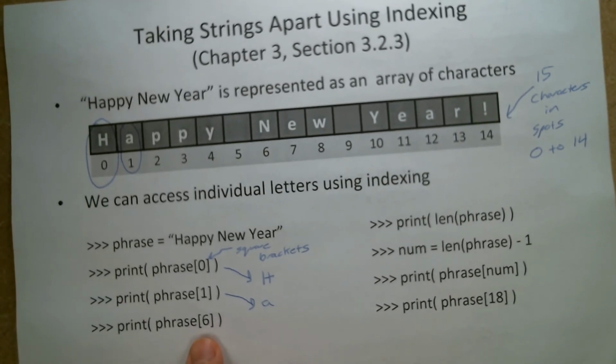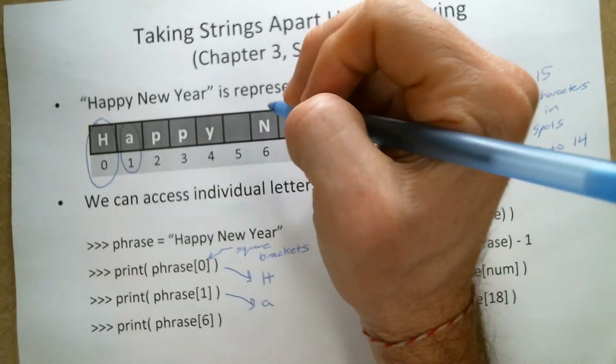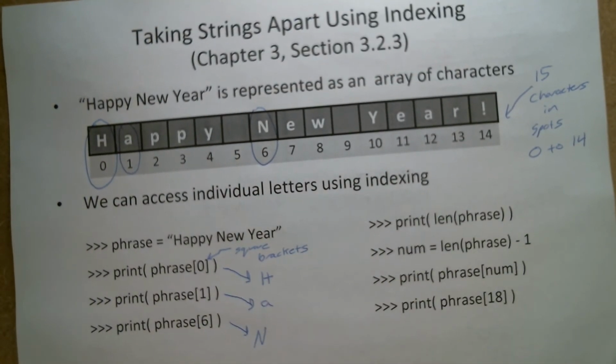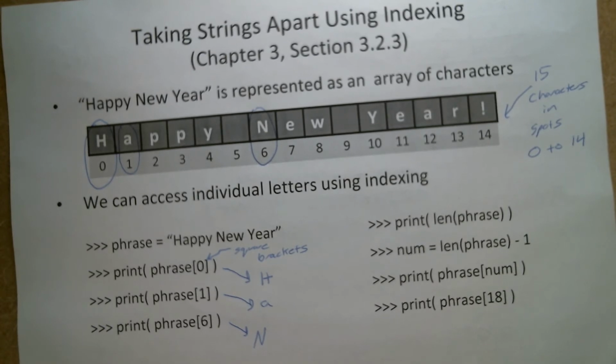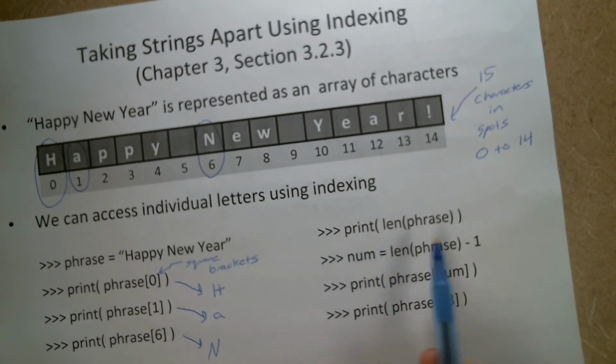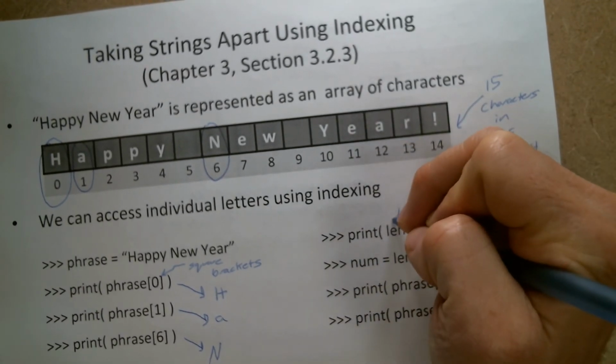If we wanted to jump to spot 6, that would bring us over here, and we would get an uppercase N. So we can now access different parts of the string. We don't have to look at it as one big thing. We can access the individual elements of it. Now, we said print length of phrase. Remember, this is going to get you the length of the string.